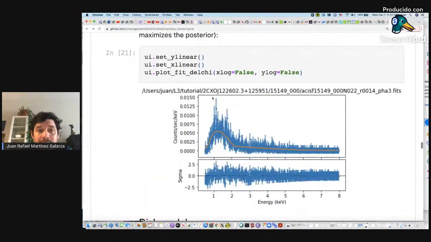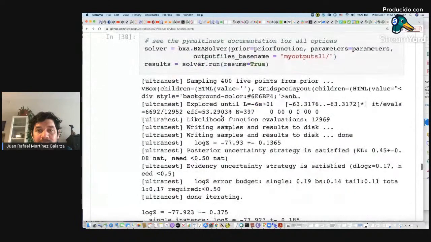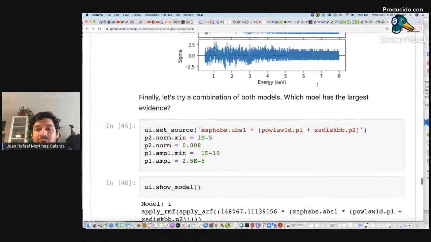What comes next is a combination of the two models. If you want to try that one, in the last part of this exercise, you're free to look into what happens if you actually combine the power law with the disk, and you're welcome to try that.